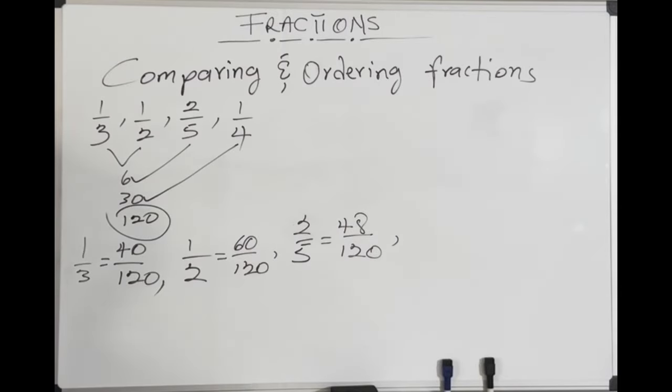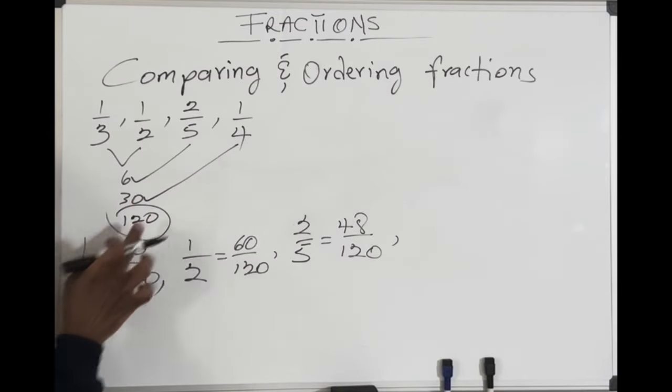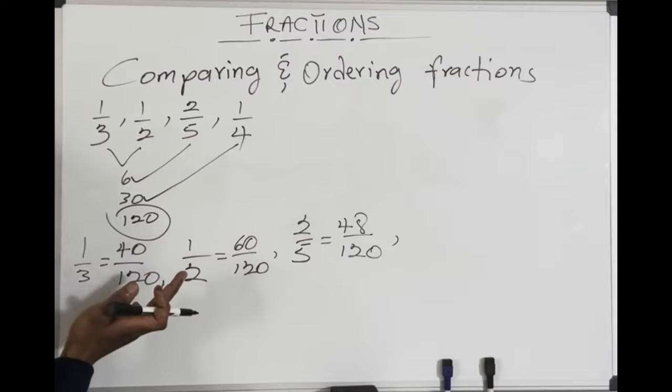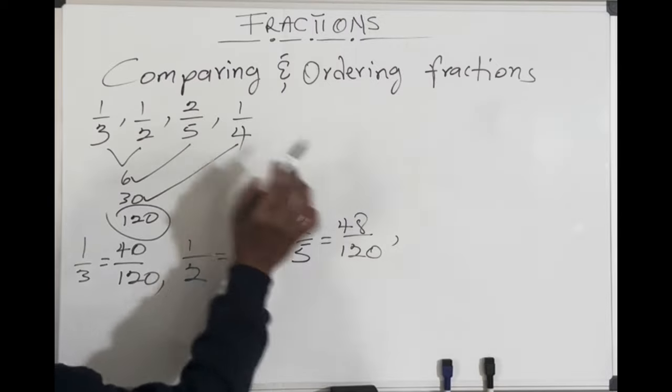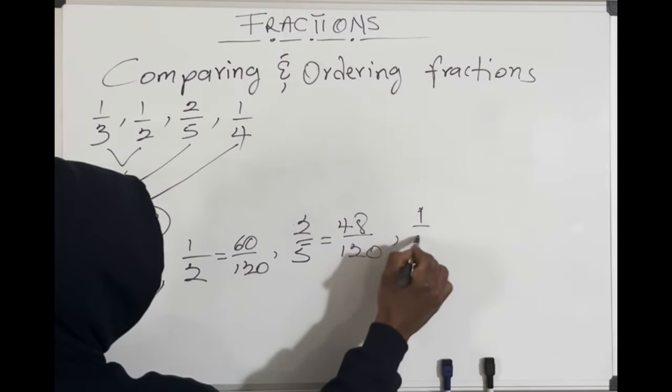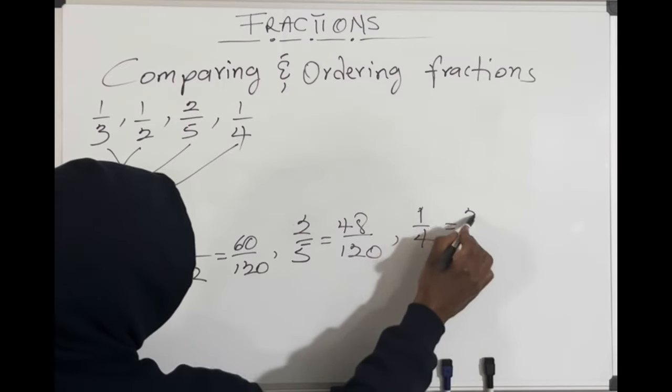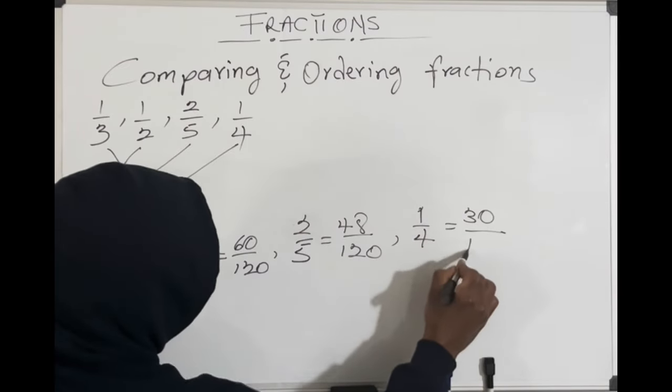And then the last one, the number multiplied by 4 that will give us the 120. Then 30. So 30 times the 1 is what? So 1 over 4. So 30 times the 1 is what? 30 over what? The 120.